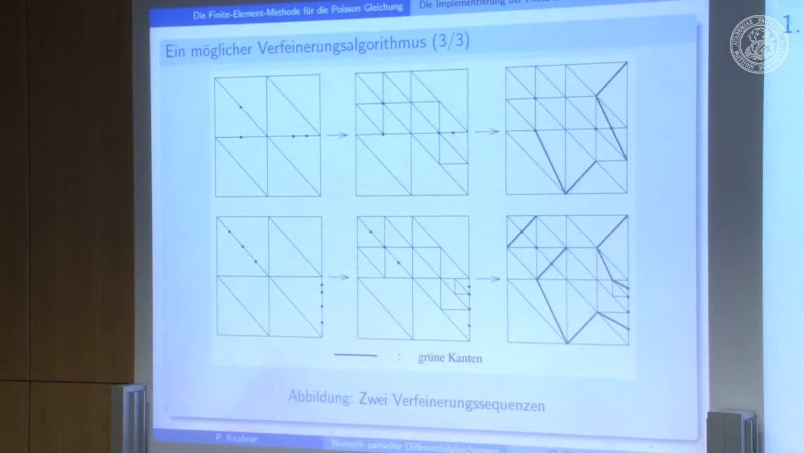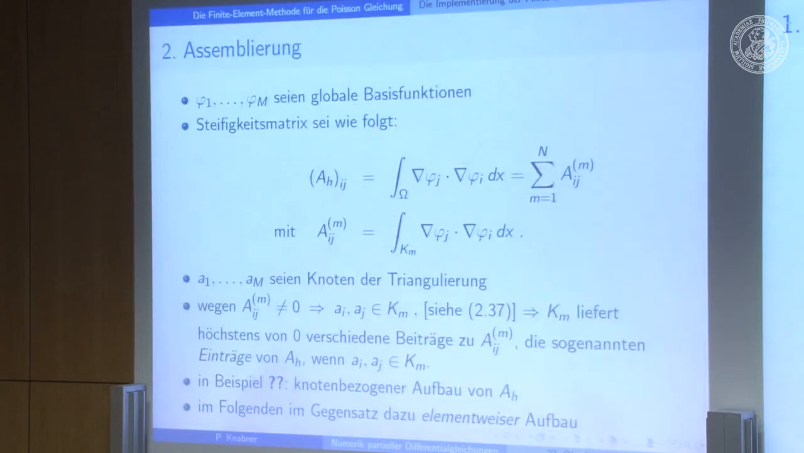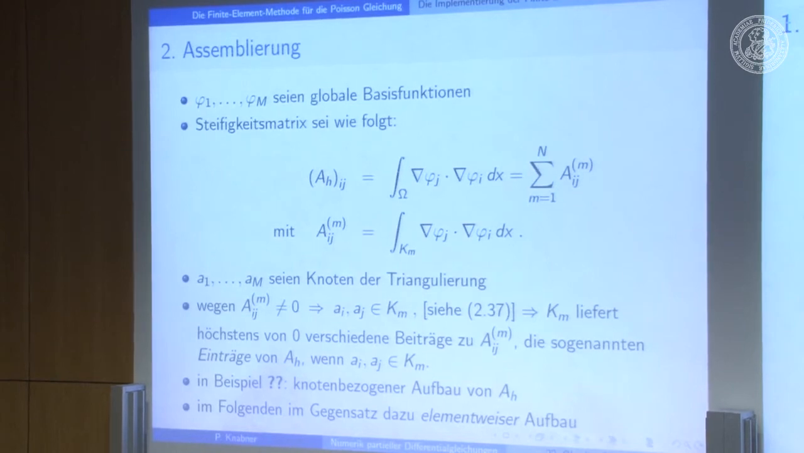to produce a triangulation as fine as we would like to have it, with a distribution of the nodal points and a distribution of the local fineness h as we would like to have it. Okay, so now we have this triangulation, and now we can go on to the assembly stage. That means setting up the set of equations, the matrix and the right-hand side.